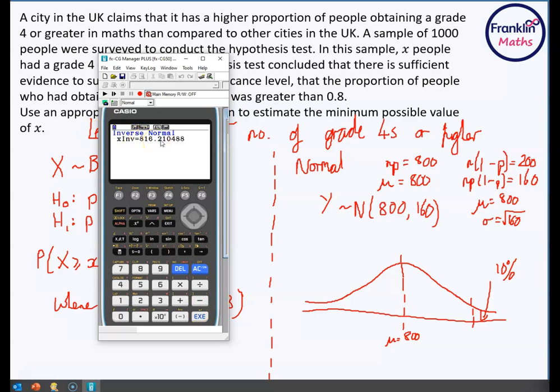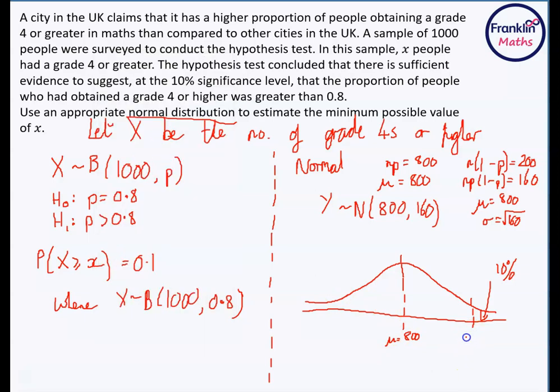816.2 people, but this is talking about people here, so we're going to have to take the 816. So we need 816 people for us to reject the null hypothesis. I'm just thinking in my head they should have taken 817, but I think 816 is right. I mean, I'd normally round it to the nearest one and then justify it.